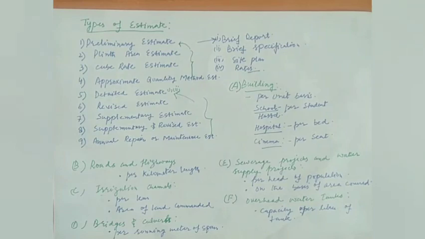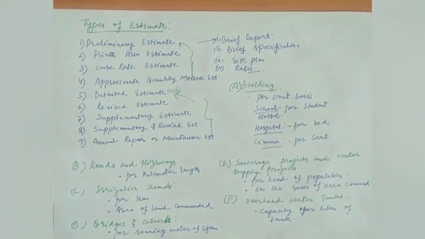Or another condition is when the expenditure on a work exceeds or is likely to exceed the amount of administrative sanction by more than 10%. These are the few conditions in order to prepare a detailed revised estimate.